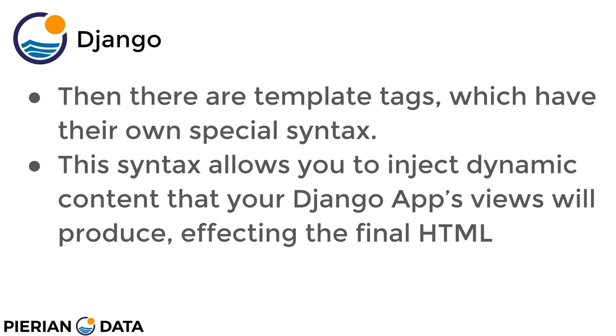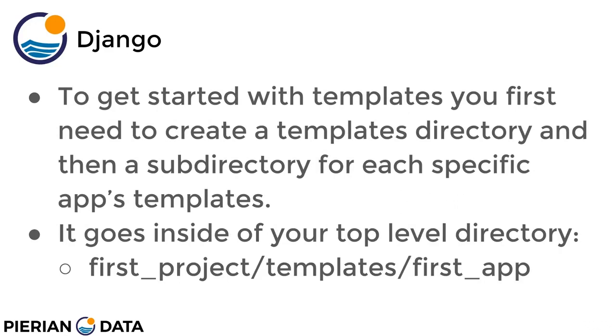To get started with templates, you first need to create a templates directory, and then a subdirectory for each specific app's templates. At least by convention, that's how we're going to do it here. It goes inside of your top-level directory. So in our example, we'll have something that looks like this: the first project folder or directory. Then we'll create a new templates folder, and inside of that, we'll have a first_app folder or directory.